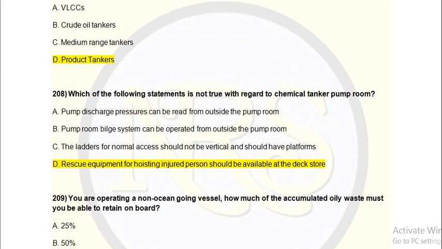I hope I already explained about the rescue equipment. It should be readily available inside the pump room. This is a SOLAS requirement. So for question number 208, the correct answer is option D. Rescue equipment for hoisting injured person should be available at the tech store is not a true aspect with respect to chemical tanker pump room.